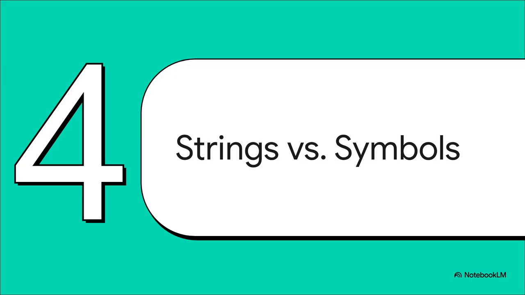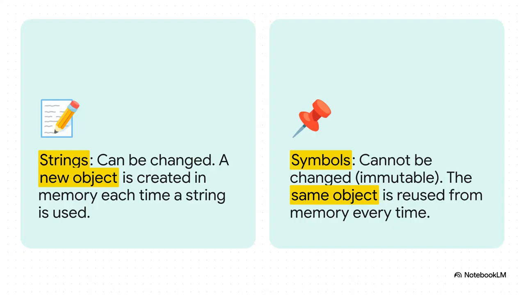All right, now let's dive into a really fascinating comparison that hammers this whole object thing home. It's the tale of two lookalikes, strings versus symbols. They seem almost identical, but how they work under the hood is completely different. Okay, here's the absolute key difference you need to get. Strings are mutable. That's a fancy word for changeable. And every single time you type out a string, even if it's the exact same letters, Ruby makes a brand new object in its memory.